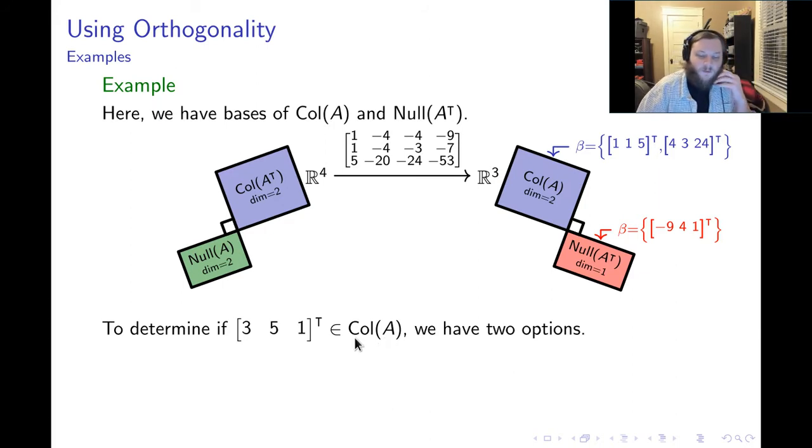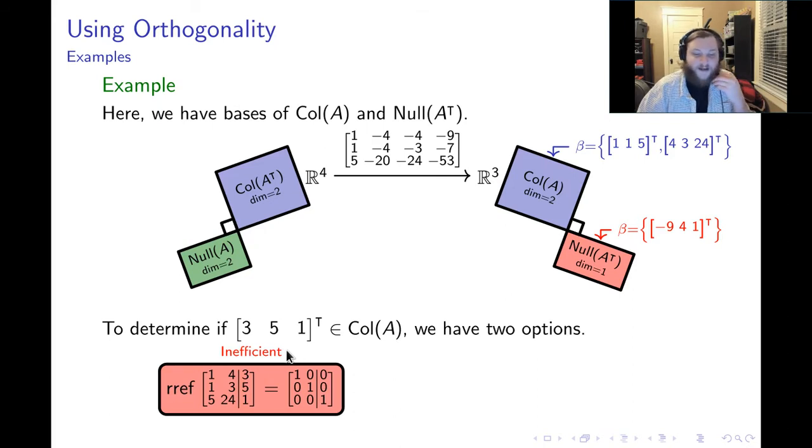Well, one thing we could do is what I'm calling an inefficient method. We could check whether or not (3, 5, 1) is a linear combination of our basis vectors of the column space by putting the basis vectors for the column space into the columns of a matrix, and then augmenting with (3, 5, 1) and checking for consistency. We did that here, and what we're finding is that the resulting system is inconsistent. So this tells me that the vector (3, 5, 1) is not in the column space.